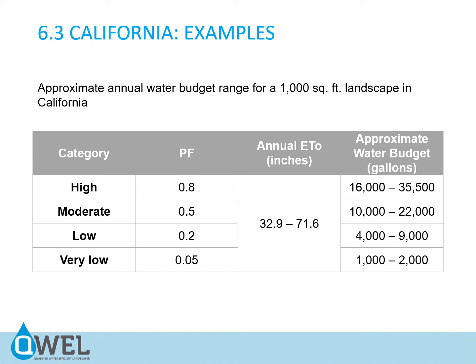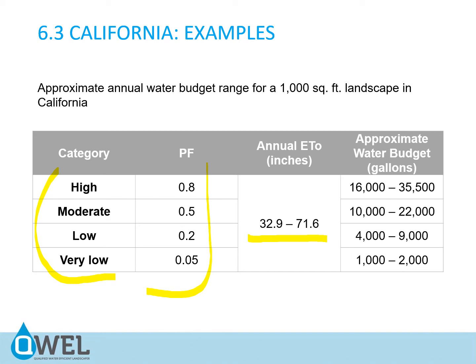6.3, here are a couple of California examples. This is the approximate water budget range for a 1,000 square foot landscape in California, which is dependent on the plant factor of whether it's high, moderate, low, or very low. Here you can see the various categories, and over here is the associated plant factor multiplier that goes with it. And then here we have the annual ETo in inches that ranges from 32.9 to 71.6, which is quite a spread. California is pretty unique that way.